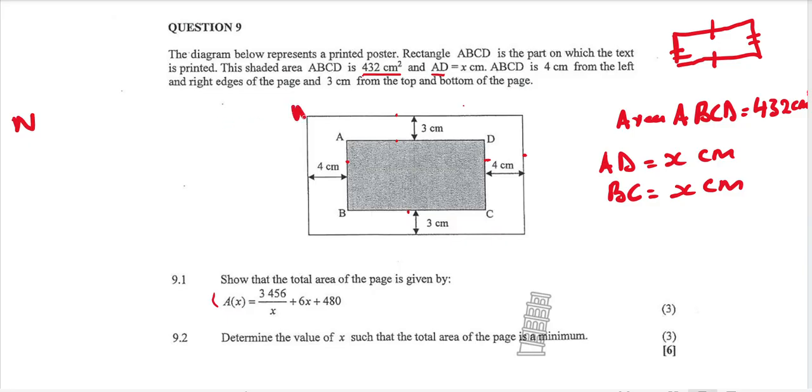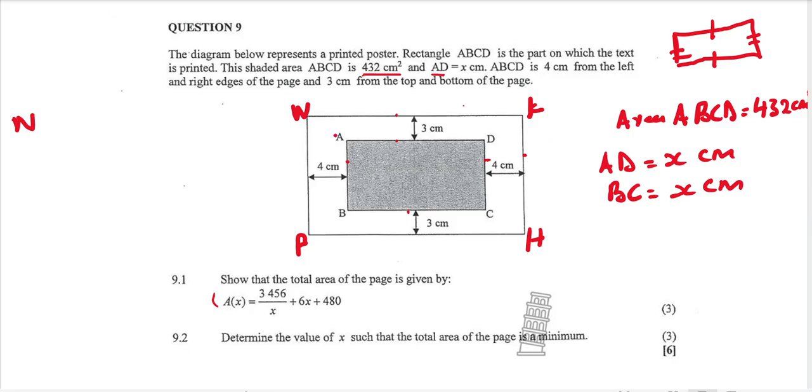Here is W, here is K, here is H, here is P. Now they want us to find the area of WKHP. Since we know that from A to D it is X, they say from A to D it is X.